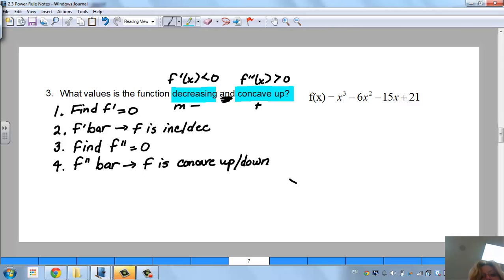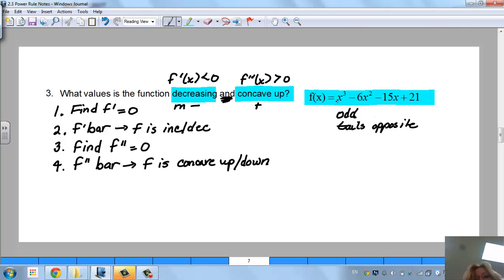So here's our function right here. It's a cubic function, which we learned about earlier this year. If it's a third degree polynomial, it's odd, so I know my tails are opposite. And if you look at it, the leading coefficient is positive, so my right tail is going up.